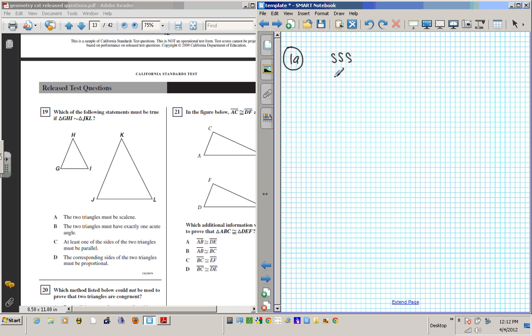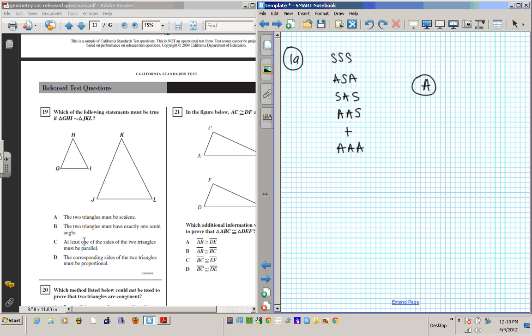So for number 19, we can either have SSS, all corresponding sides are congruent. We have ASA, SAS, AAS, which is basically AA plus another A. Okay. All right. So let's look at this. Two triangles must be scaling. That has nothing. Two triangles must have exactly one acute angle. That doesn't tell me anything. It doesn't even tell me if they're congruent or not. Or that one can just be A, and that's absolutely nothing.